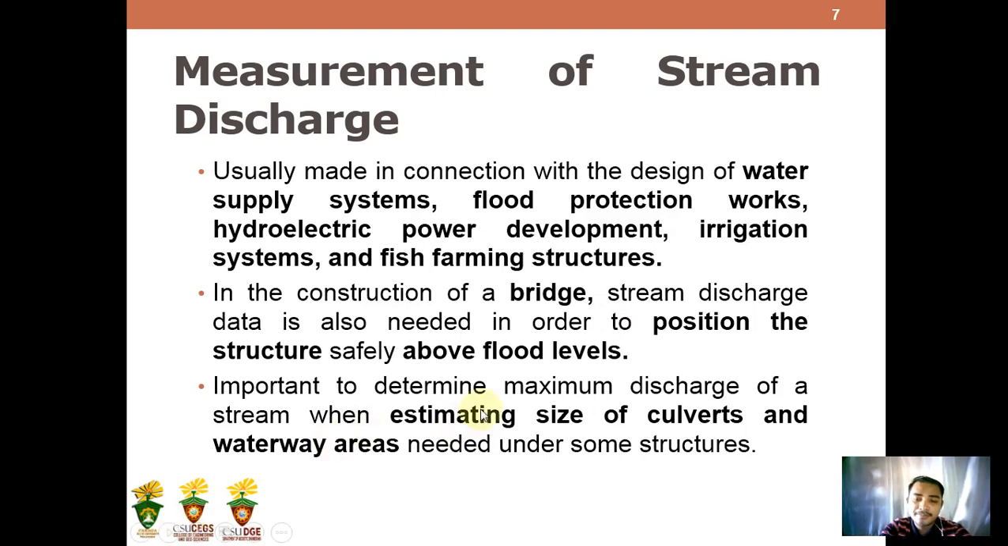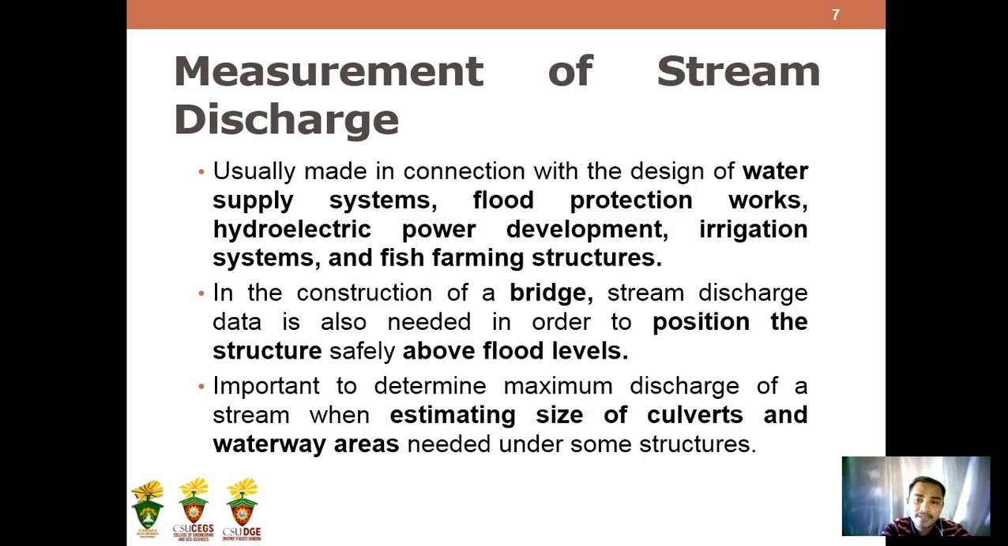Also, it is important to determine the maximum discharge of the stream when estimating the size of culverts and waterway areas. Culverts drain water from one place to another, under roads, bridges or canals. So to estimate the size of the culvert or box culvert used to drain the water to the other side, we need to determine first the maximum discharge. Once we determine the discharge, we can determine the size of the culvert.